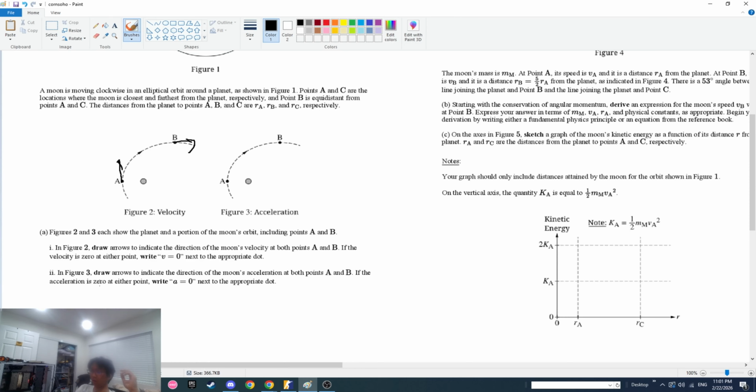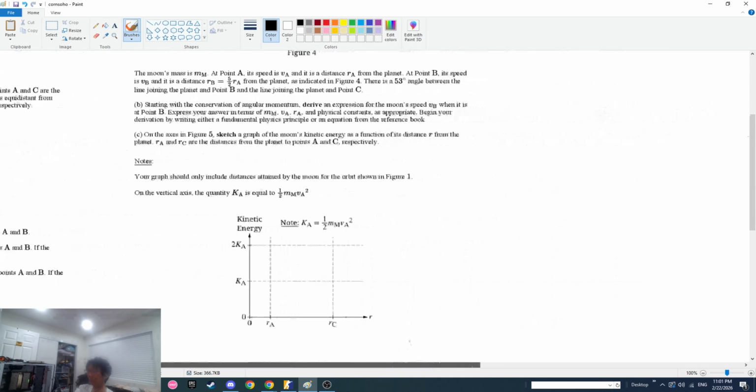And then in part A2, we're asked to draw the direction of the moon's acceleration at points A and B. So we know that due to Newton's law of gravity, it should be pointed towards the bigger mass, so like that. And that concludes part A.